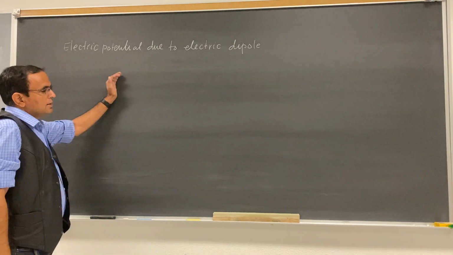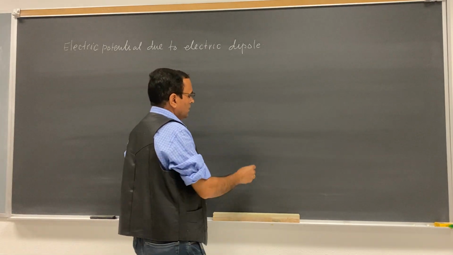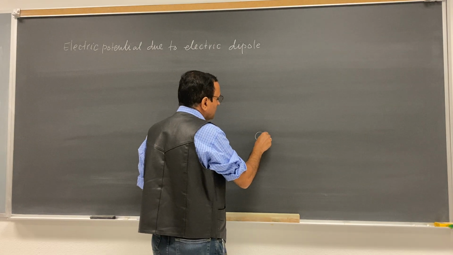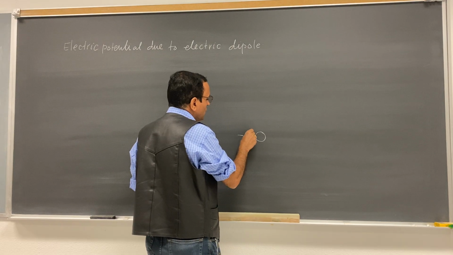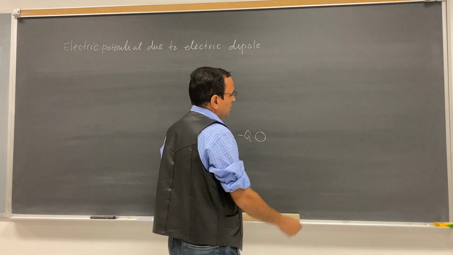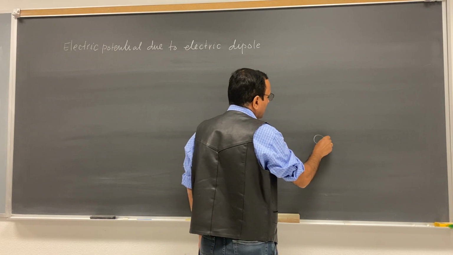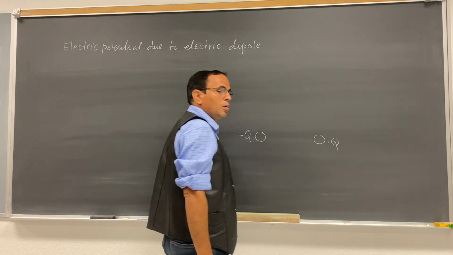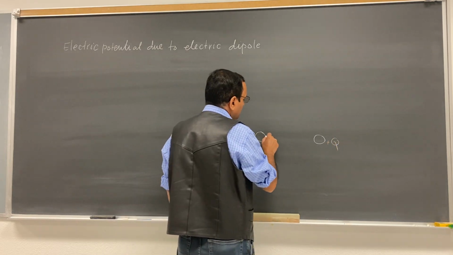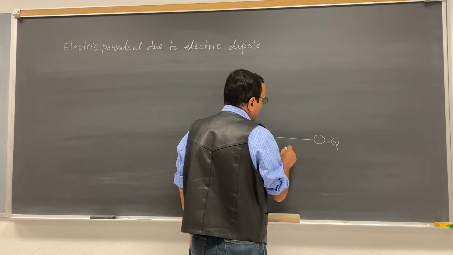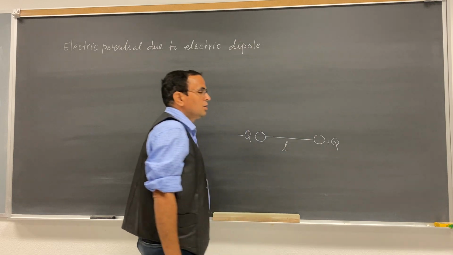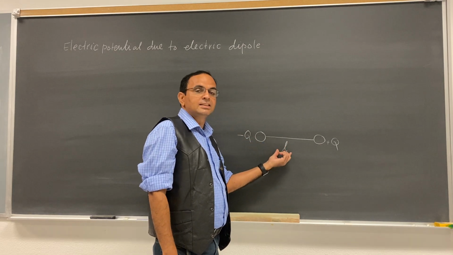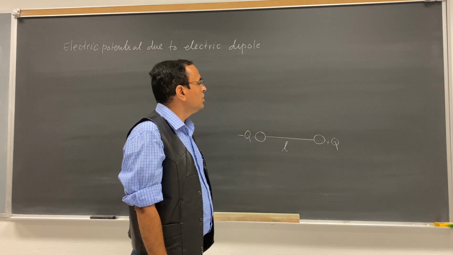Electric potential due to electric dipole. Let us suppose you have two charges, negative Q and positive Q. They are equal but opposite, and the distance between them is L. Two equal and opposite charges separated by a certain distance is called an electric dipole.